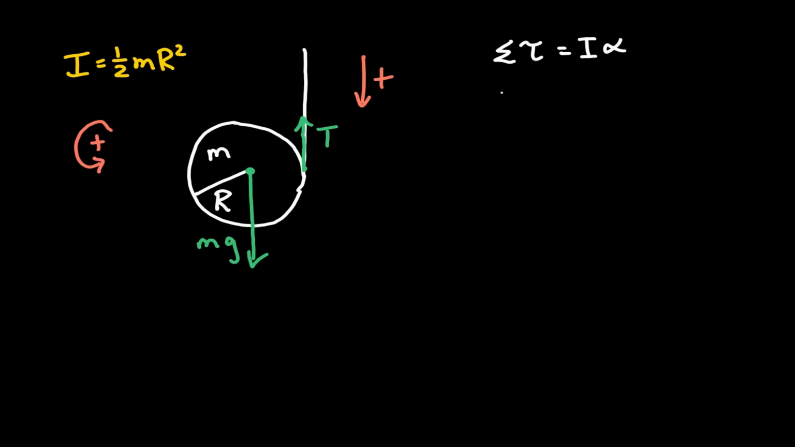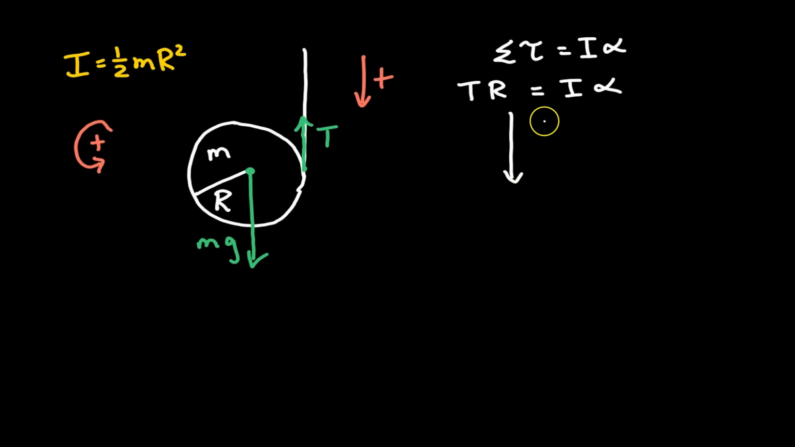We're going to first apply net torque is equal to I times α. For the torque, we're going to choose the center of mass of the cylinder as our axis of rotation. This way, the only force producing a torque is the tension force. Gravity force is not going to exert any torque because it goes through the axis of rotation. So this gives us TR is equal to I times α.